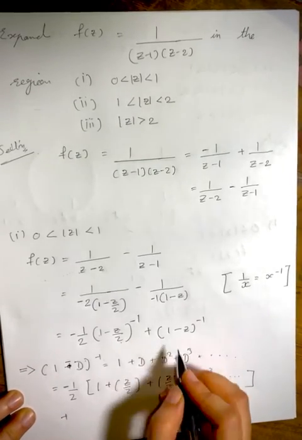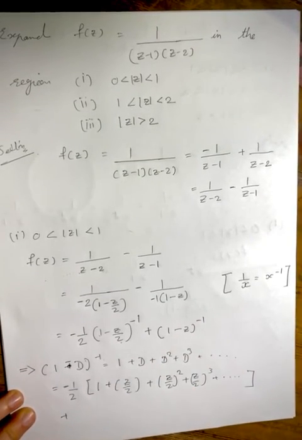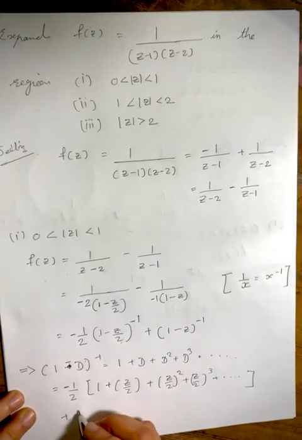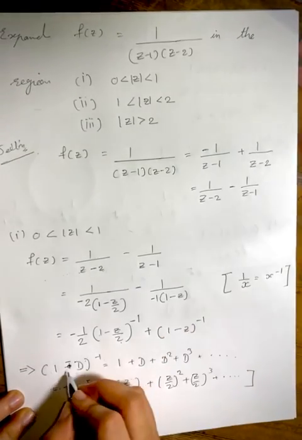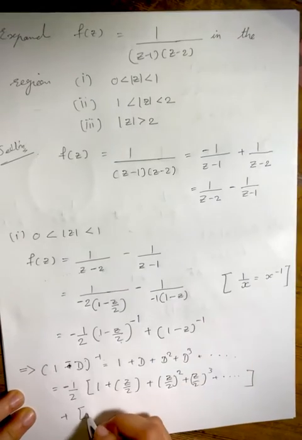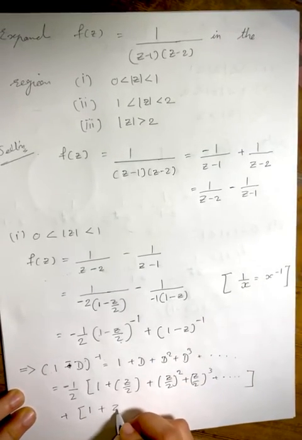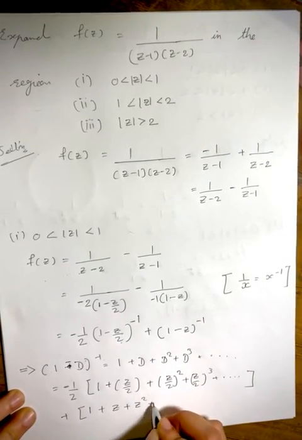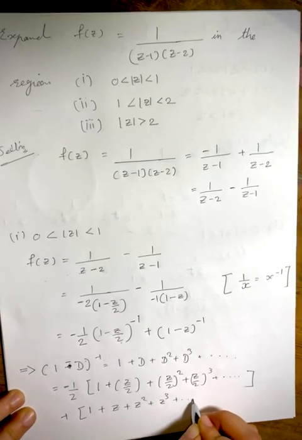And just like that, here in place of d I have z, so it is just 1 plus z plus z square plus z cube and so on.